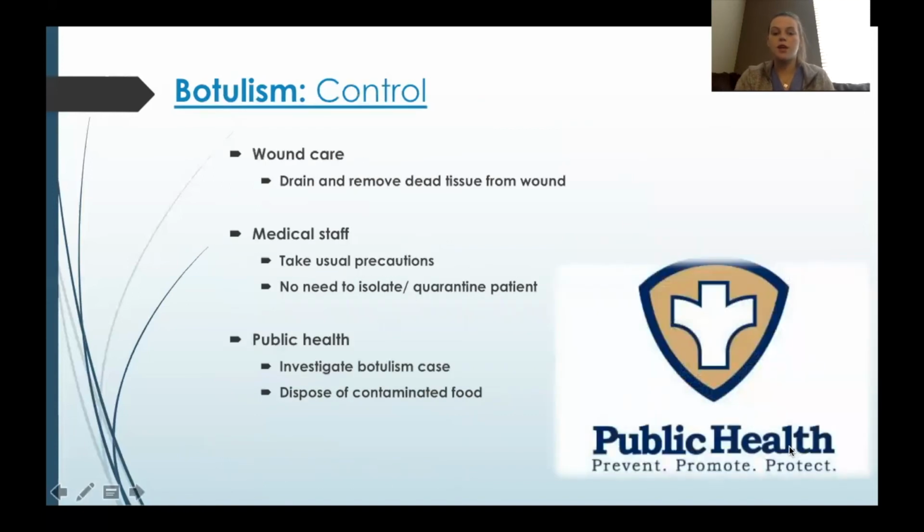And then for control of botulism with wound care, you drain and remove dead tissue from the wound to prevent further infection. The medical staff usually takes the usual precautions and makes sure to wash their hands. They don't need to be isolated or quarantined from the patient, but usually public health administrators will get involved and they'll investigate the botulism case and dispose of the contaminated food.